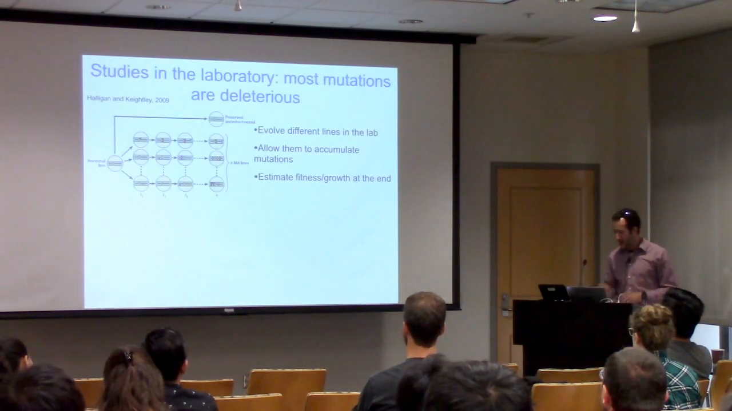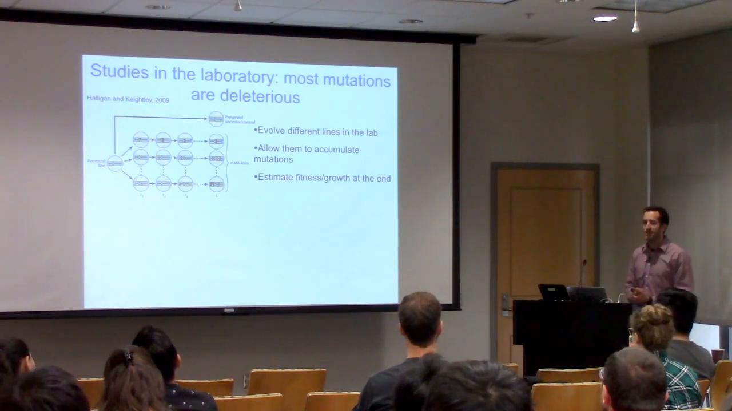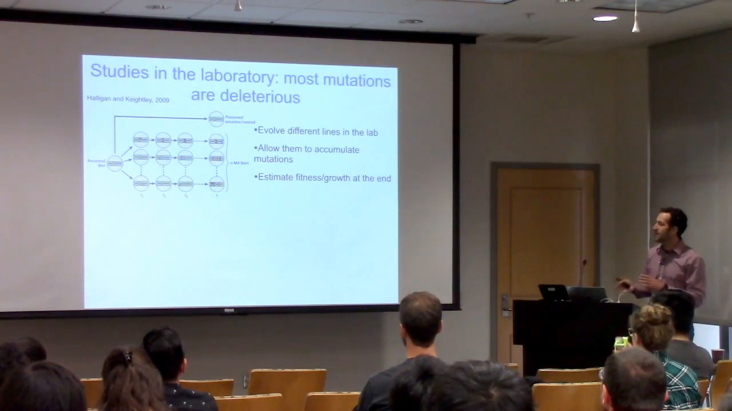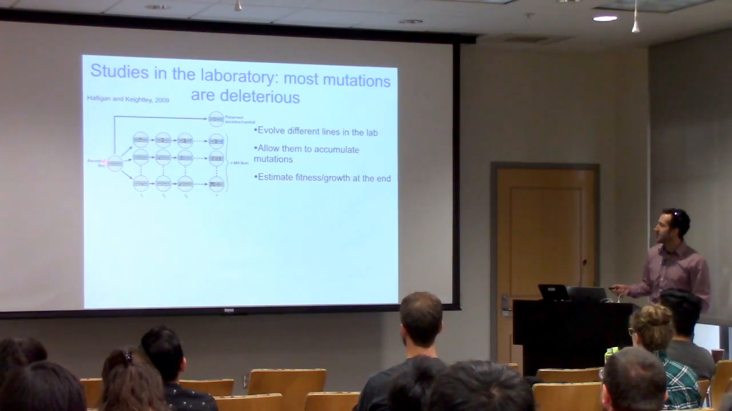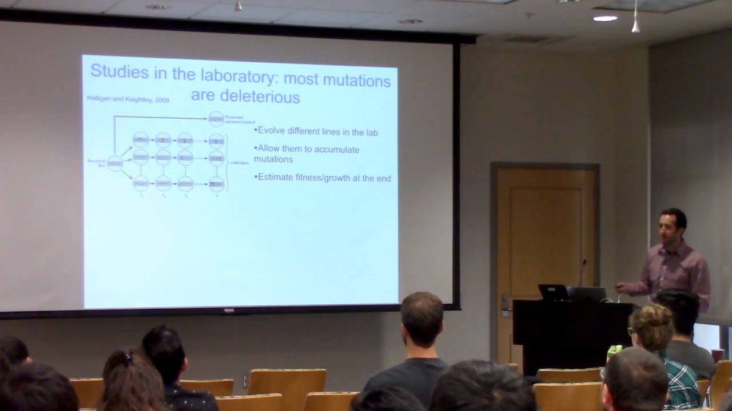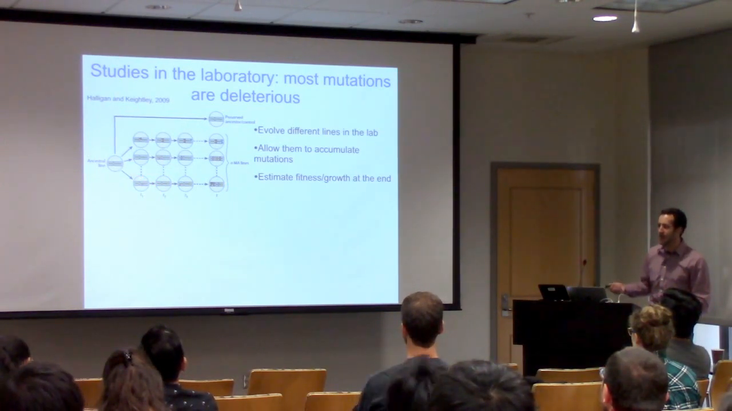But before we get there, there have been a number of other approaches that have been taken to study mutations, one of which is mutation accumulation lines. There's a variety of different strategies of how one could do this, but they all go something like this: you start with some ancestral line, make essentially replicate populations, allow them to accumulate mutations, and then you look at the fitness of the lines at the end.